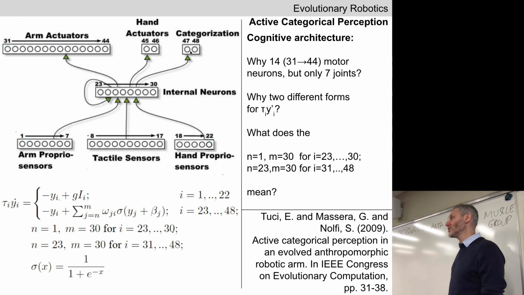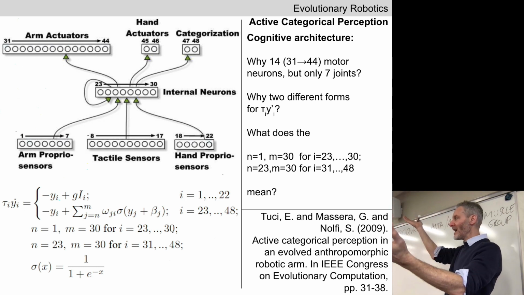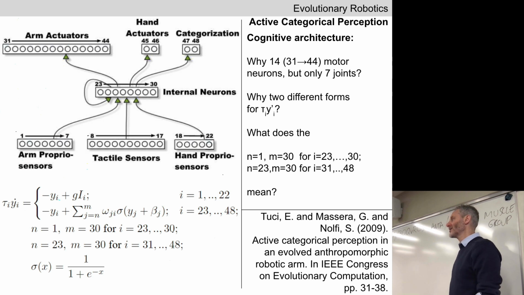With two neurons, you could do something like: if the value of neuron 47 is larger than the value of neuron 48, that's the robot telling us it thinks it's in the presence of a sphere. If the value of 48 is larger than the value of 47, that's the robot telling us it thinks it's in the presence of an ellipsoid. You could also do that. It's not what they did. Let's see what they actually did.